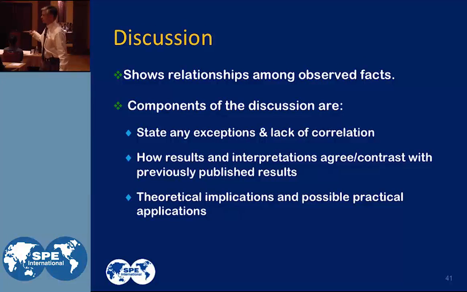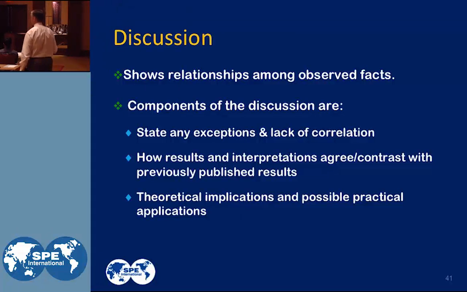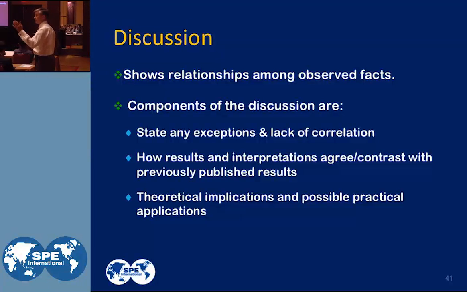The components of that discussion are exceptions or lack of correlation. We just talked a little bit about that. How the results and interpretation agree, or how they contrast with previously published results. That's why it's good to have that in the introduction. Talk about what other people have done. Okay, because readers are going to go back and look to see what other people have done, and they're going to note that you didn't describe that in your paper, and maybe they don't want to recommend to someone else to read. Okay? So you need to do that as an author.